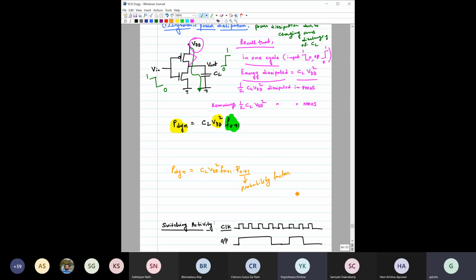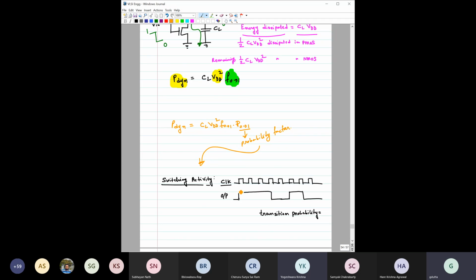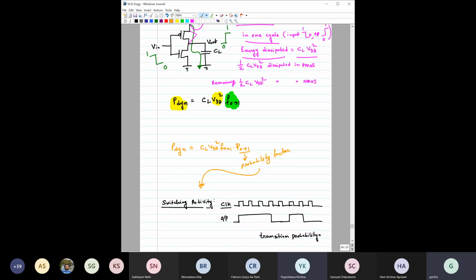This probability factor is also called the switching activity, that is, how fast or how often the output of this particular gate is getting switched. To demonstrate that, suppose this is the clock that you are feeding to this system. However, say for this particular inverter, the output changes like this. Now what would be the switching probability, or the switching activity, for this?